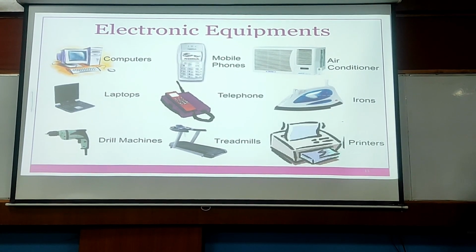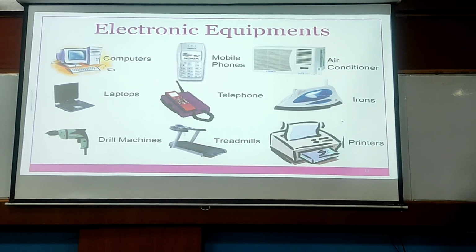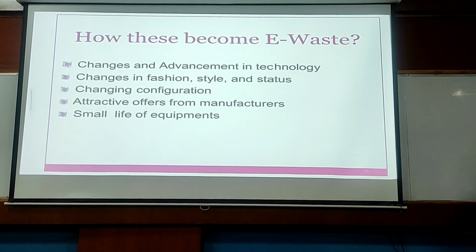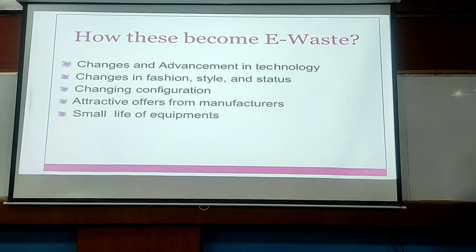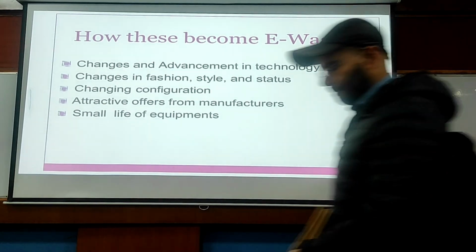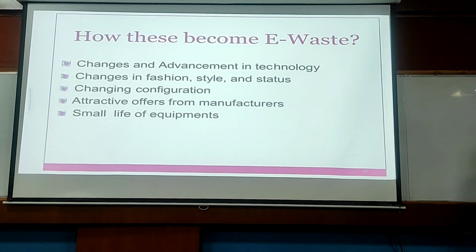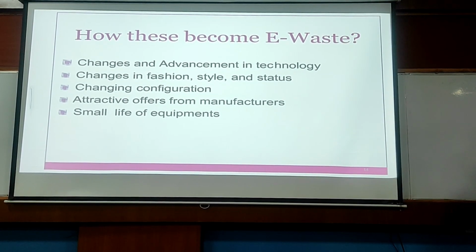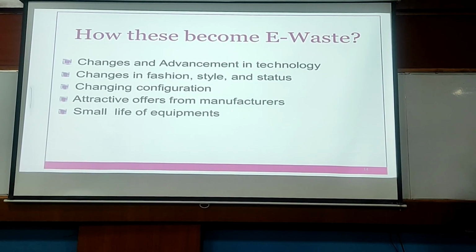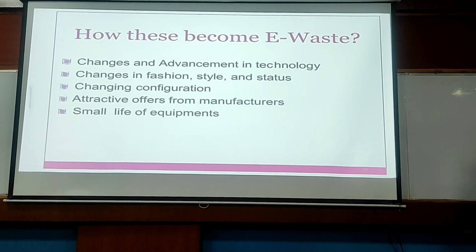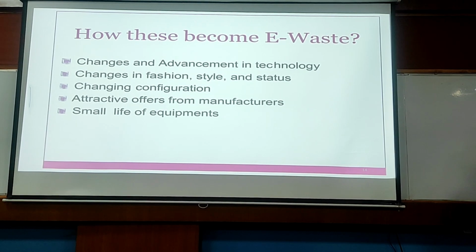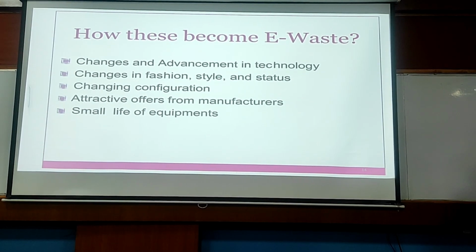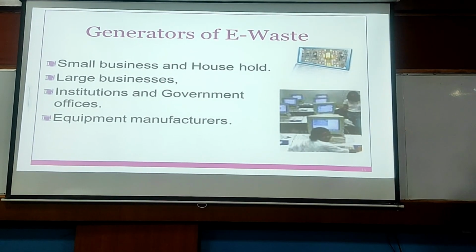These are the electronic equipment. We know that computers, mobiles, air conditioners, laptops, telephones, irons, drill machines, they are all a part of e-waste. And basically, what is the reason why there is a generation of e-waste? That is because of changes and advancement in technology, changes in fashion, style and status, configuration changes, attractive offers from the manufacturers, and small lifespan of the equipment. They are the factors responsible for generation of this e-waste material.